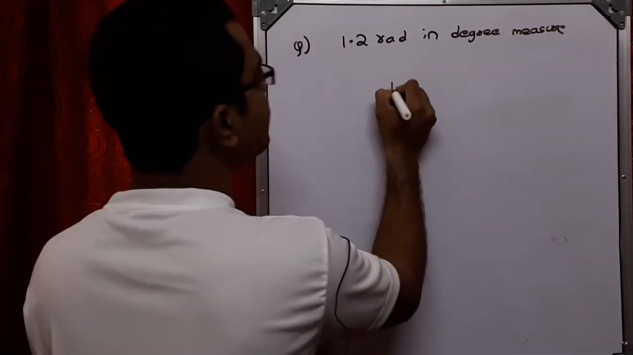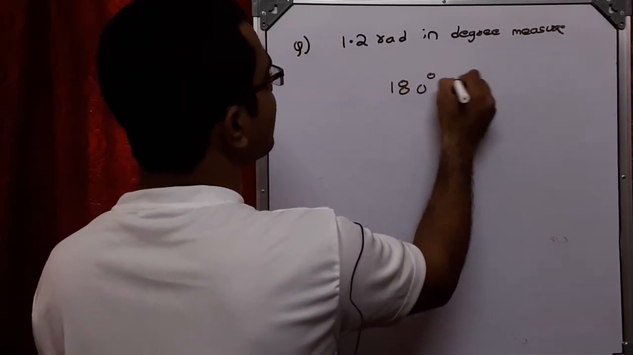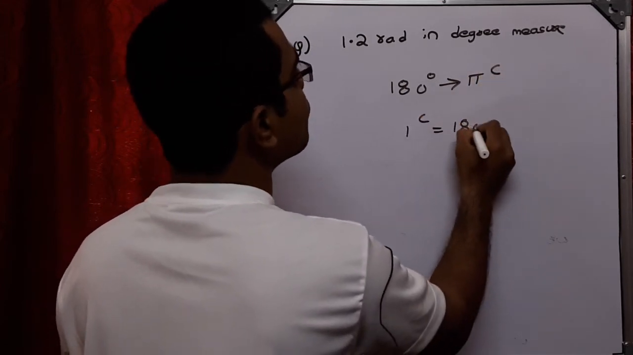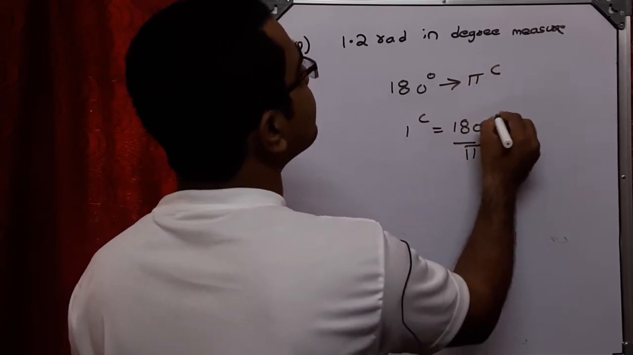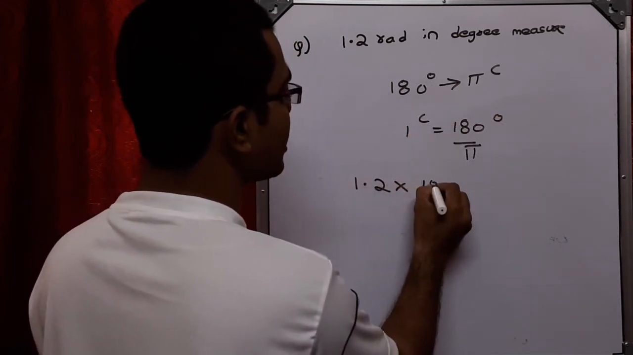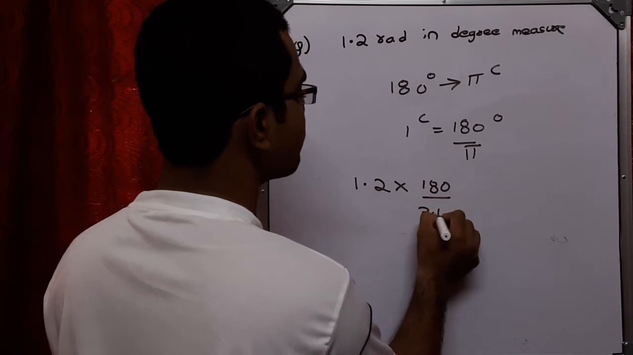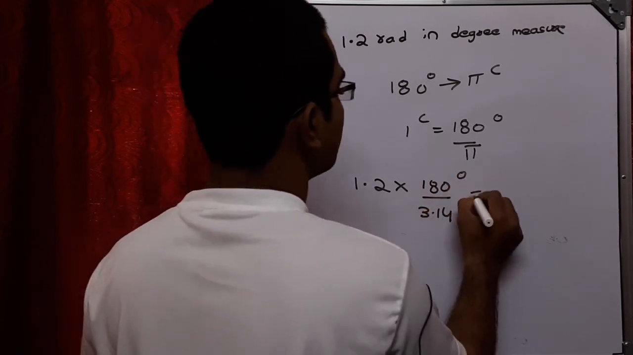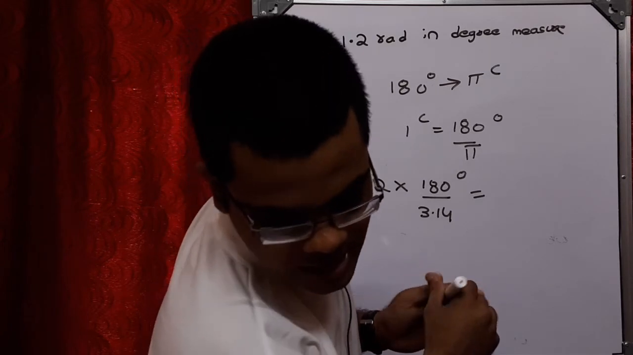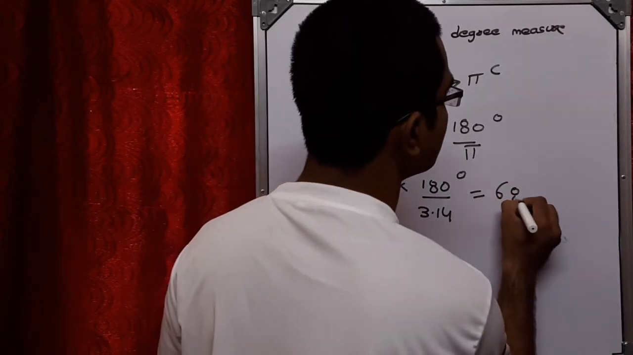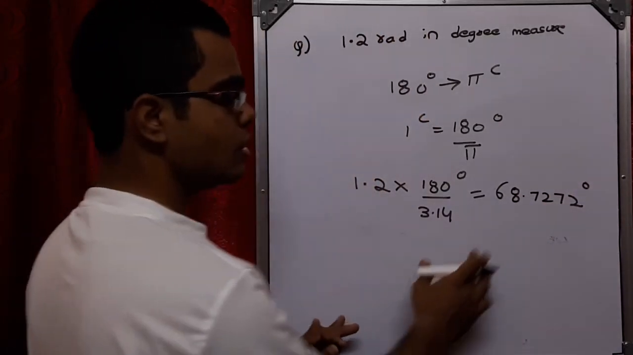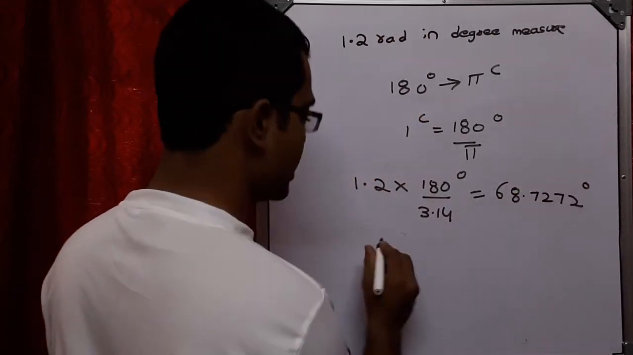We know that again 180 degrees is equal to pi radians. So 1 radian is equal to 180 by pi degrees. 1.2 radians was given. 1 radian is nothing but 180 by pi, where the pi value is 3.14, in degrees. So the answer is going to become 68.72 degrees.